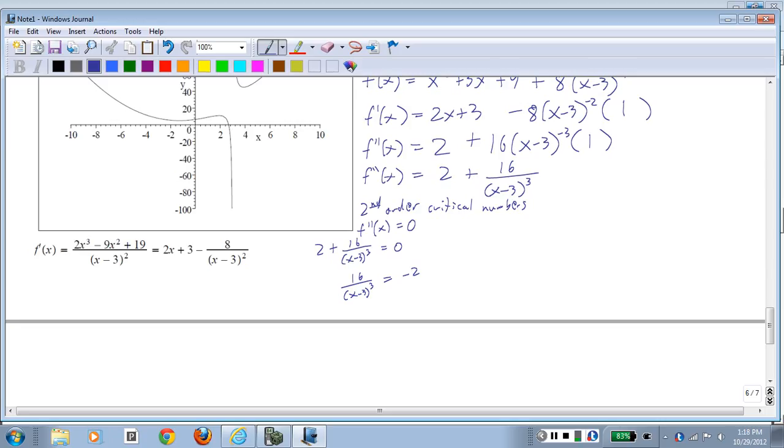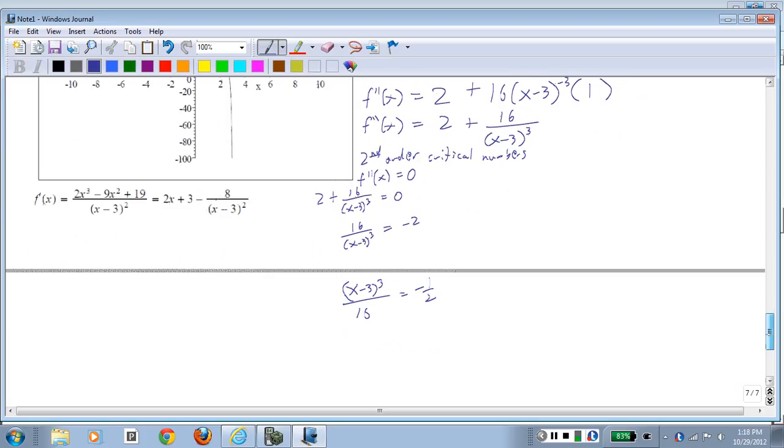What's the nicest next step? I want to think maybe reciprocate both sides. (x - 3)^3 / 16 equals -1/2. Then multiply both sides by 16. (x - 3)^3 equals -8.